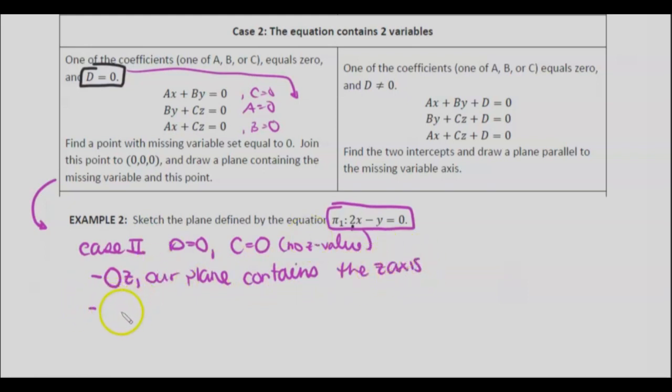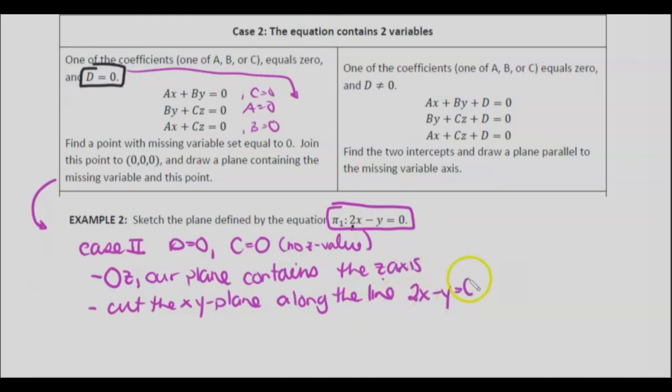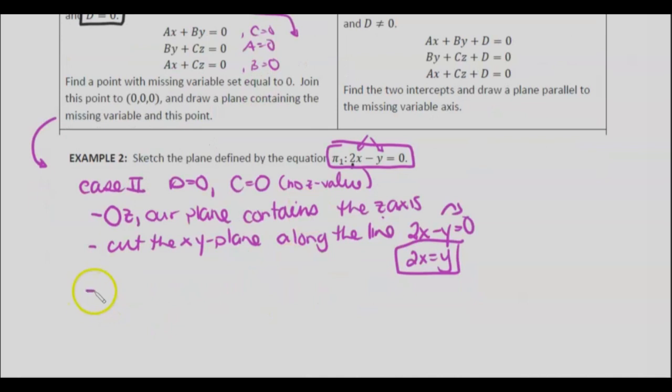Okay, and what it's going to do is cut the XY plane along the line 2x minus y equals 0. Because if you think about it, we have now a line that they give to us, and we have two variables. So we can actually rearrange this so it's in the form y equals mx plus b, right? If we bring this over and we have 2x equals y, then our slope is 2 and our y-intercept is 0. Okay, a couple more things. This is going to contain the origin.